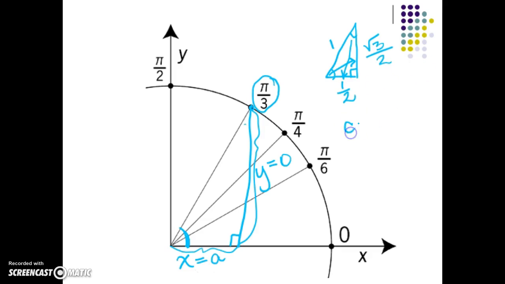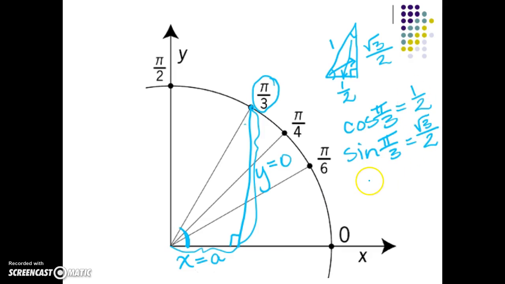So when I talk about the cosine of pi over 3, that is adjacent over hypotenuse. So now cosine is 1/2. When I talk about the sine of pi over 3, that's opposite over hypotenuse. So now the sine measure is root 3 over 2. And we could go ahead and find tangent and secant and cosecant. We won't worry about doing that now, but we could definitely do that.